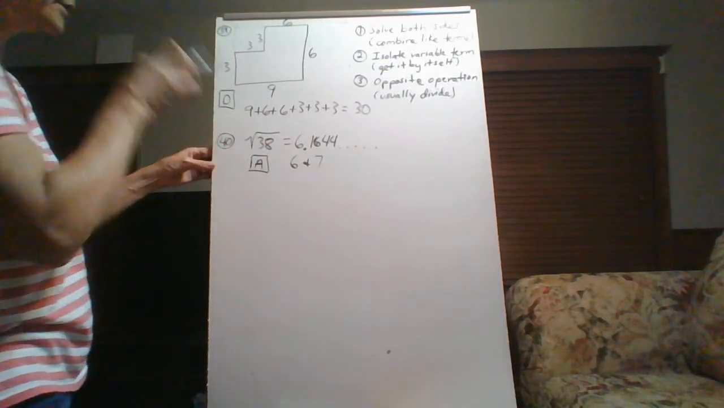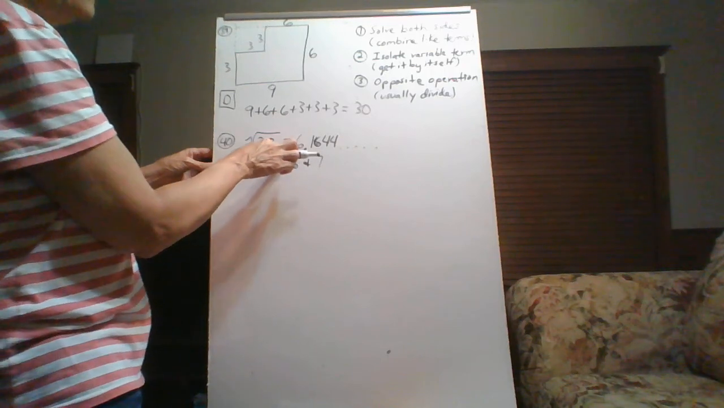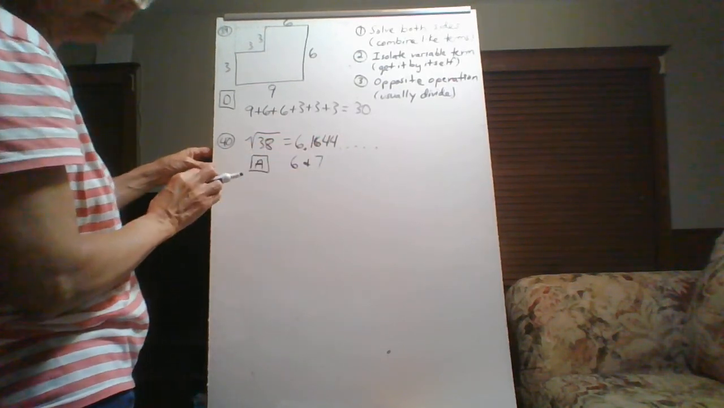So that's the easiest way to do it. Just use your calculator and find it, and then go, well, 6.16, that's between 6 and 7.